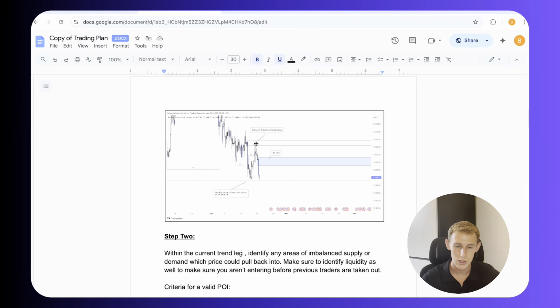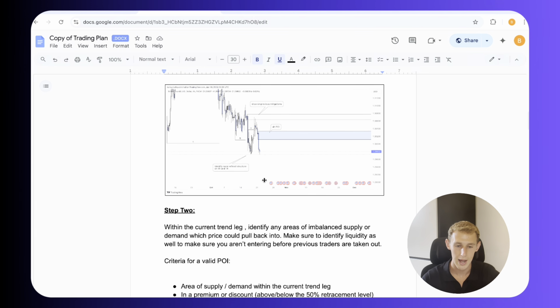For example, this one right here, we can see that it was inside the current bearish leg between the high and the low. It was in a premium, and it was imbalanced, and I had some liquidity below it. So this is what I would refer to as a high probability point of interest that price is likely to react from. And as you can see in this particular case, we did get that nice reaction.